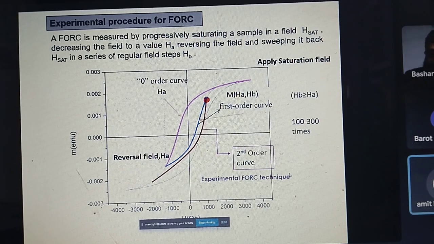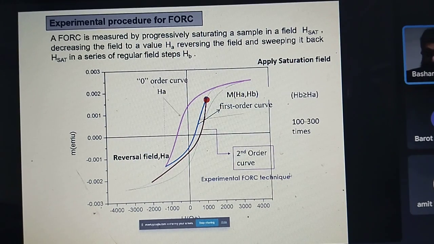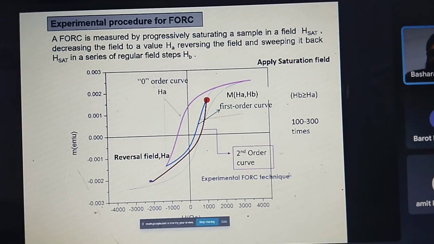See, in one quadrant we get the saturation, and in the other quadrant, okay. There is another method, which we call a second order curve. Instead of saturating your sample, you reverse back at some point and then saturate. But that's another method. Here I will talk about this first order curve.